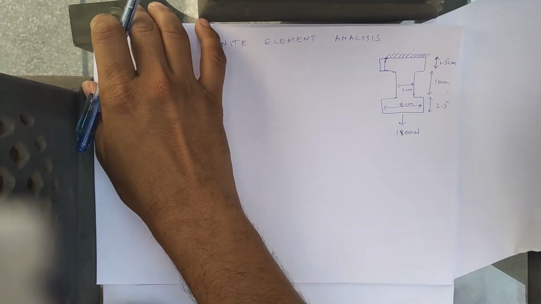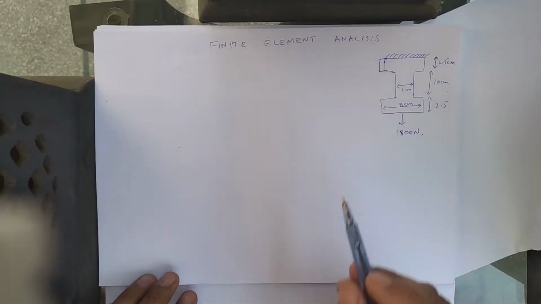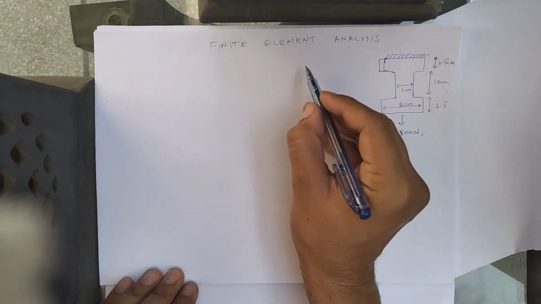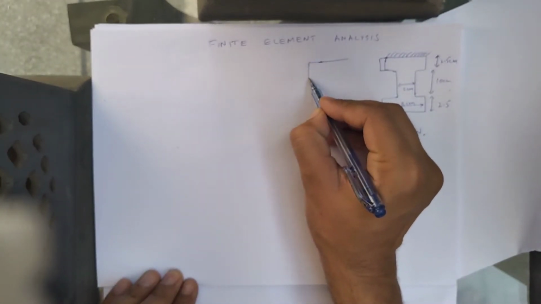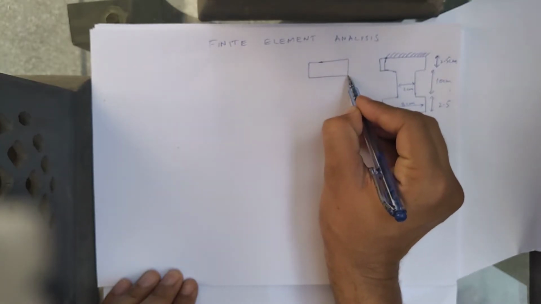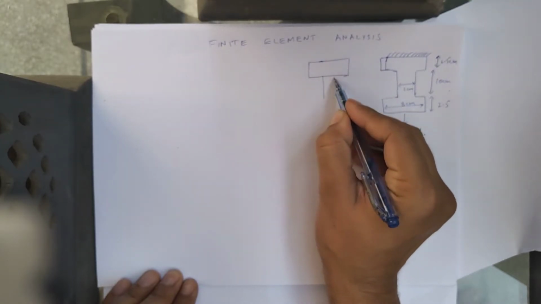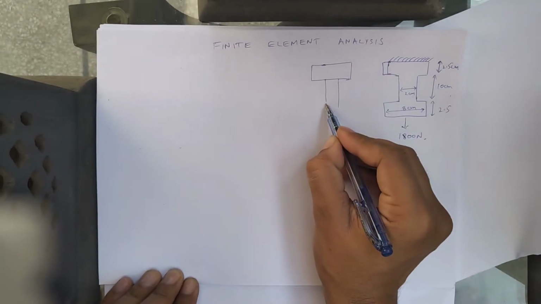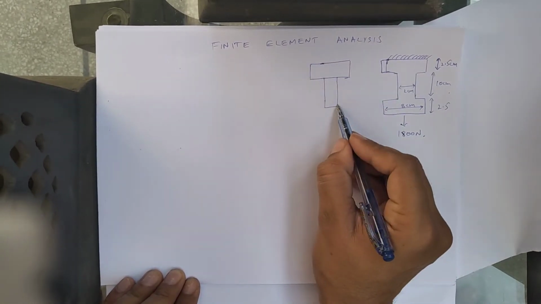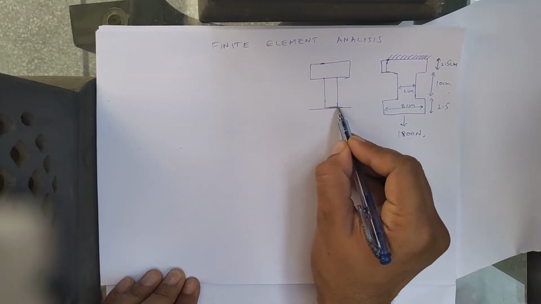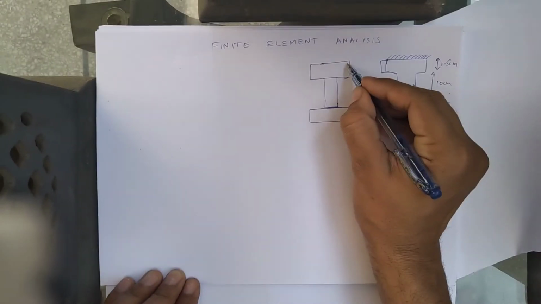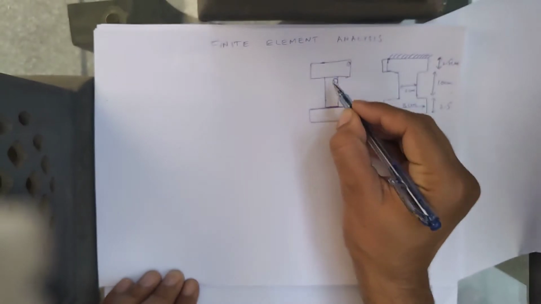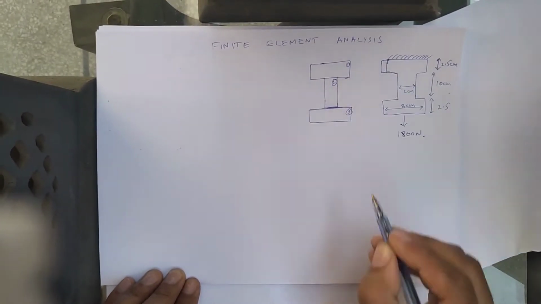So in finite element analysis, what we do is we divide the problem into a finite number of elements. For example, we have this problem. So we will divide this problem into 3 elements: this one rectangle, the second rectangle, and the third rectangle over here. So here we have 3 elements: element number 1, element number 2, and element number 3.